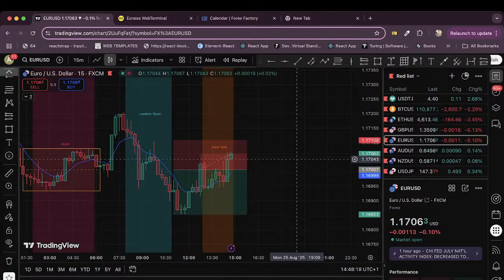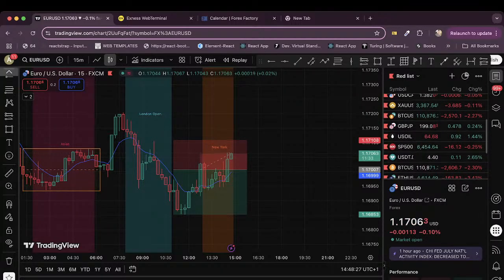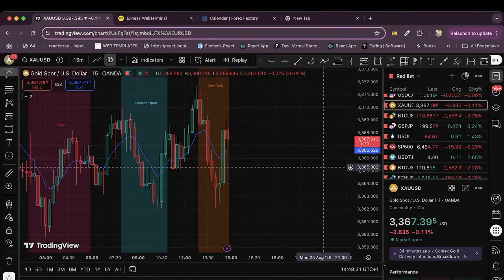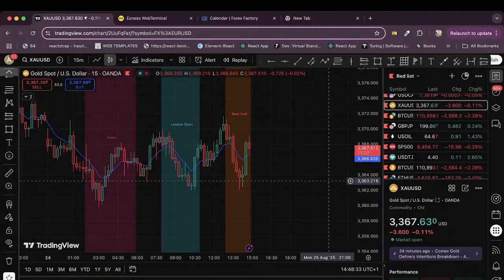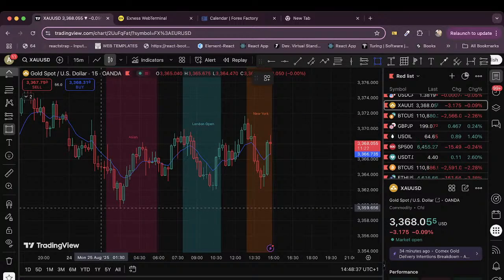But let's leave that for now. We'll come back to it, depending on what price does further. So let's look at gold real quick. Let's see what gold is doing, and let's see how we can align ourselves to what gold is actually doing.